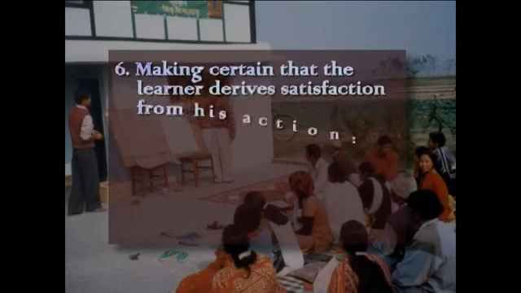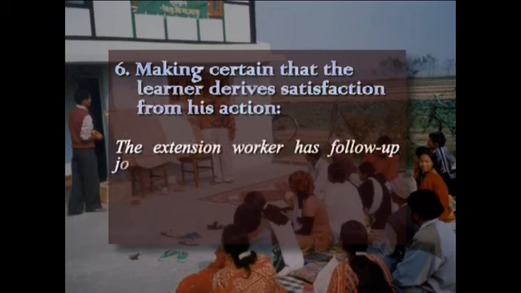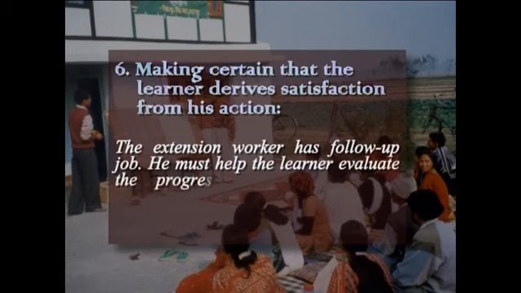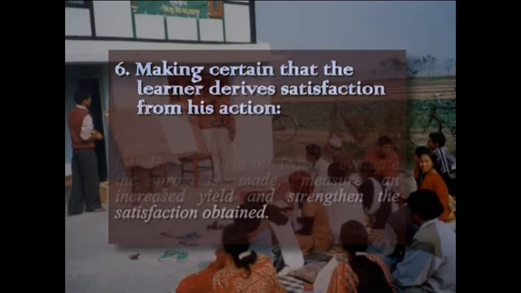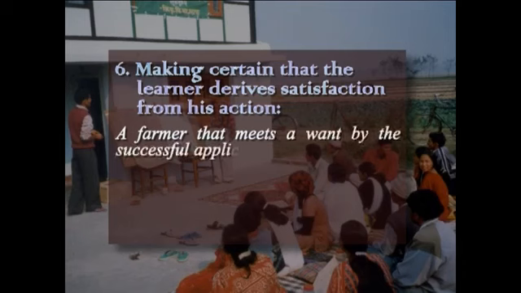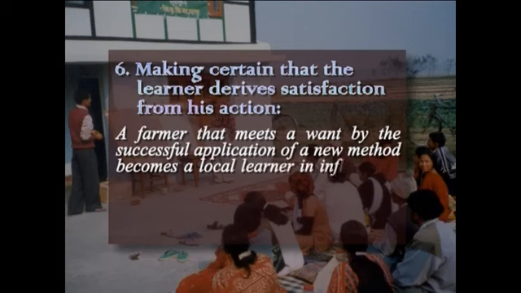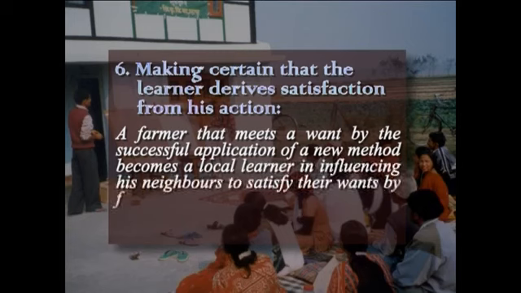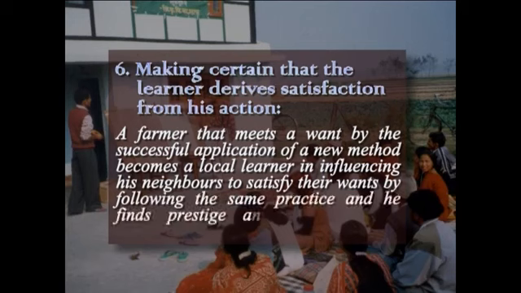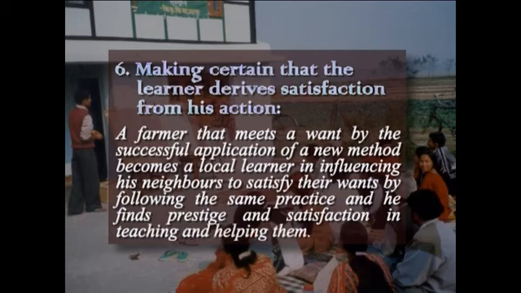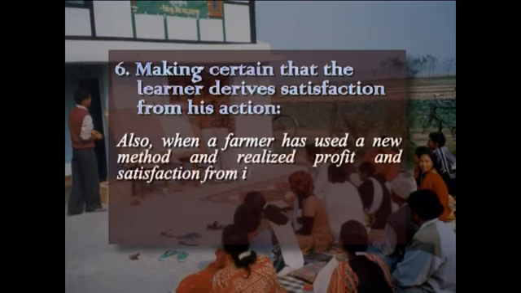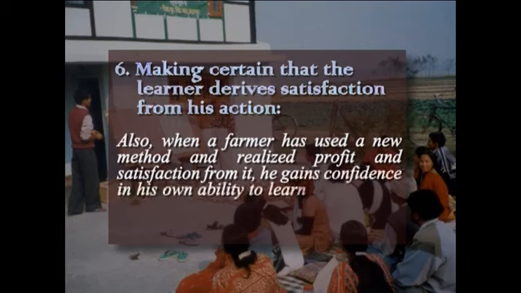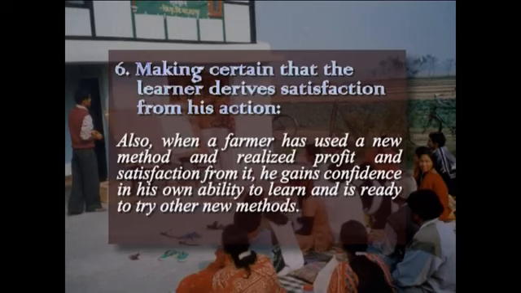Number 6. Make certain that the learner derives satisfaction from his action. The extension worker has a follow-up job. He must help the learner evaluate the progress made, measure and increase yield, and strengthen the satisfaction obtained. A farmer that meets a want by the successful application of a new method becomes a local leader in influencing his neighbors to satisfy their wants by following the same practice, and he finds prestige and satisfaction in teaching and helping them. Also, when a farmer has used a new method and realized profit and satisfaction from it, he gains confidence in his own ability to learn and is ready to try other new methods.